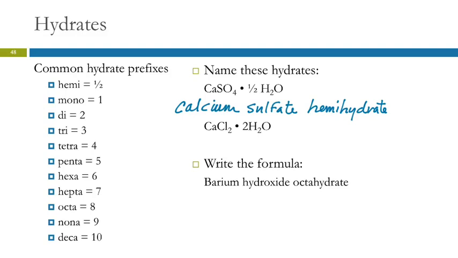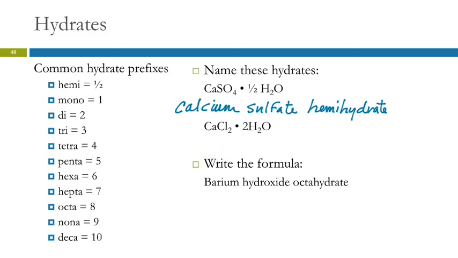Anybody wondering how you can have half a water molecule? You can't have half a water molecule. By convention, we always write these with the regular ionic formula here. What this means is that for every 2 calcium sulfate units, there's 1 water molecule. So that's why it's a half.